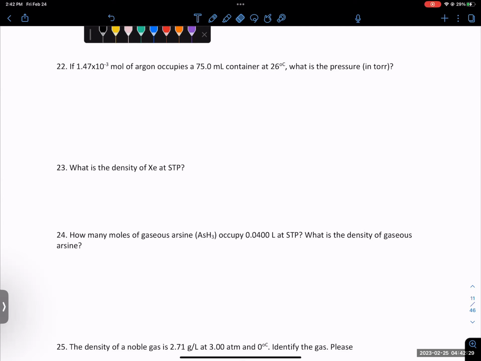Okay. So let's try out number 22. Sydney asked you a question. Would you recommend memorizing the gas laws or this one equation, PV equals nRT?